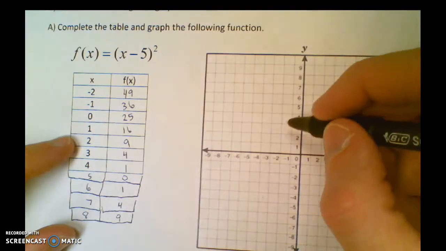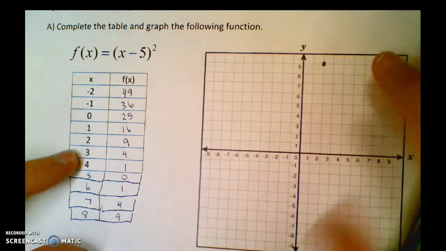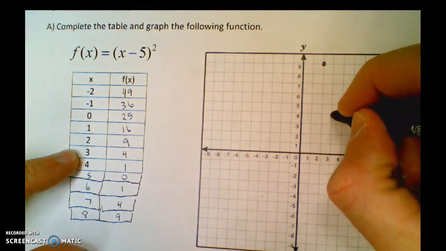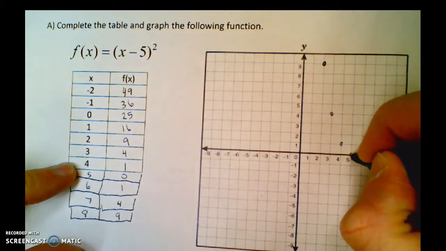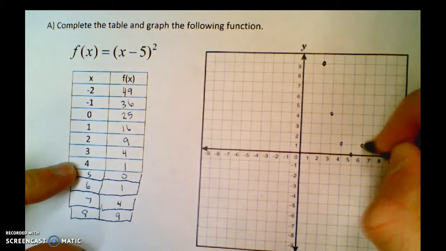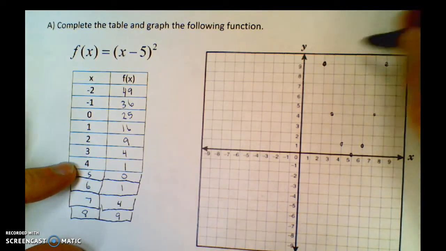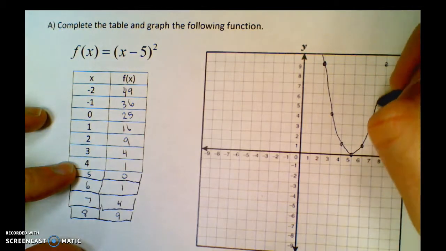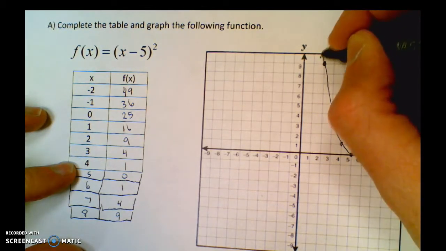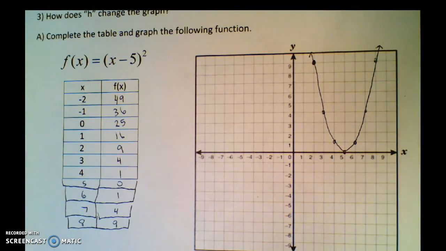So here I have 2, 9, 3, 4, 4, 1, 5, 0, 6, 1, 7, 4, and 8, 9. Remember, for a quadratic, you should see symmetrical or same positions on either side. And we'll talk about that as we work with quadratic equations. For now, we're just focusing on how this graph has changed.